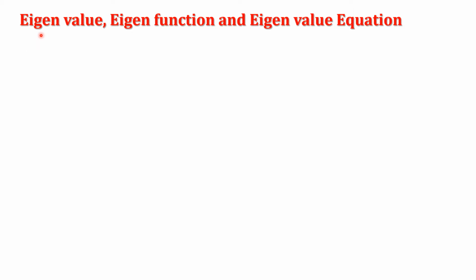Eigen is a German word, and its exact meaning is proper or characteristic, proper or characteristic value or function. Now, how do we get the proper value or proper function in an eigenvalue equation?